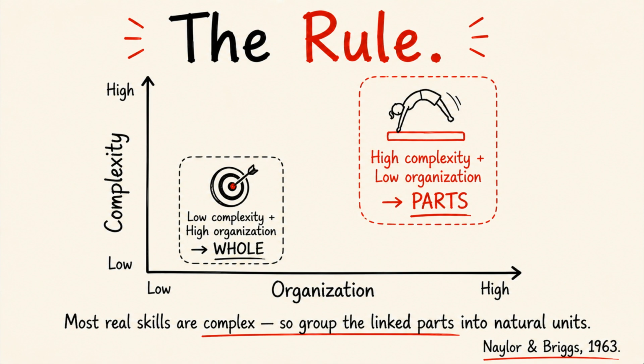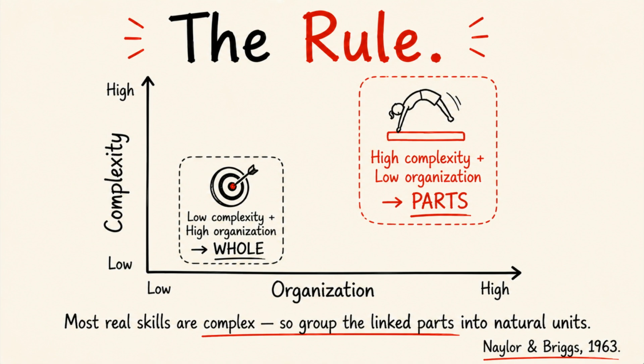Here's the rule, and it's beautifully simple once you have the two characteristics. Cross complexity with organization. If a skill is low in complexity and high in organization, few parts and they're tightly linked, practice the whole skill. Buttoning a button, throwing a dart, putting a golf ball, there's not much to it, and the little there is hangs together, so just do the whole thing.